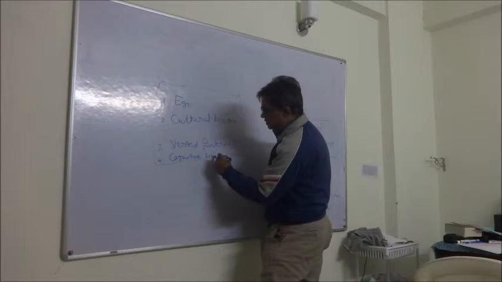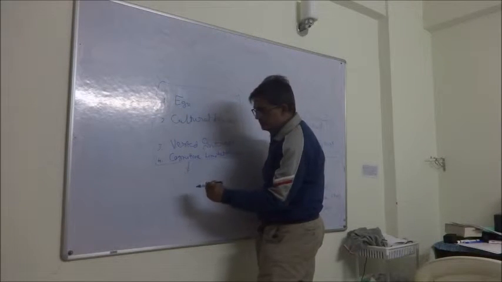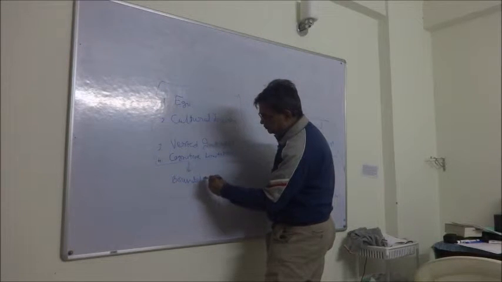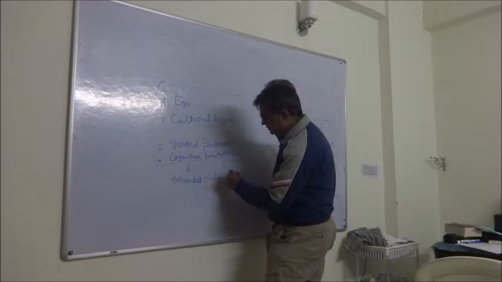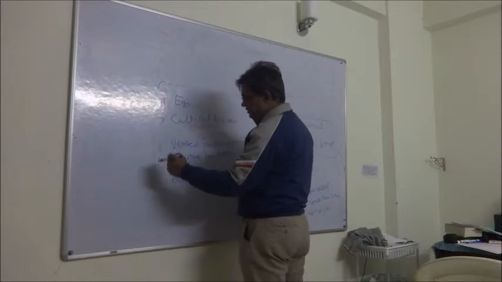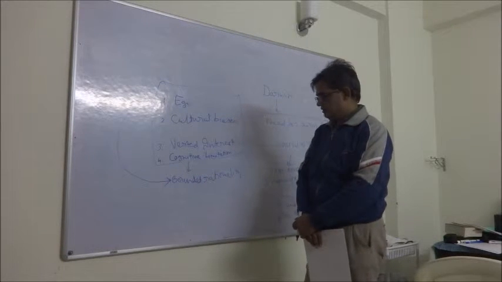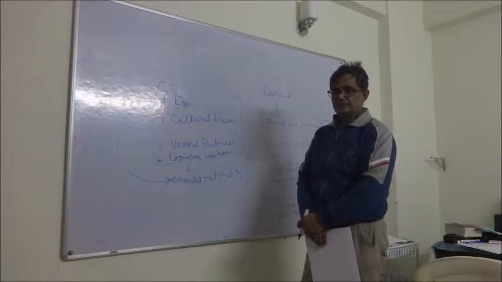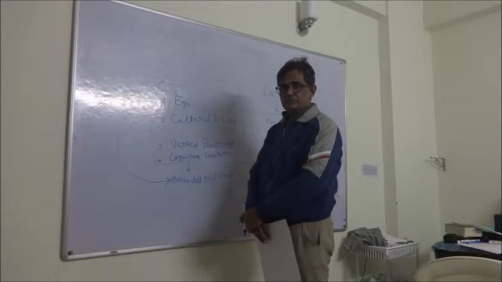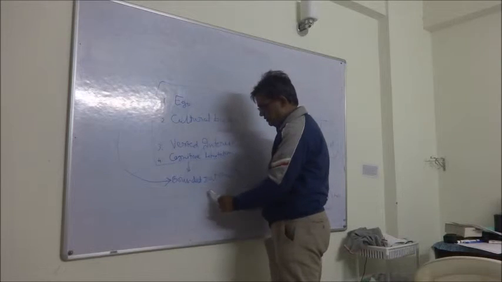Cognitive limitations, and a more forthright term is bounded rationality. In fact, it covers all these three. All these three are covered by this bounded rationality. If you have to understand how these three combine to affect rationality, you will end up with bounded rationality.